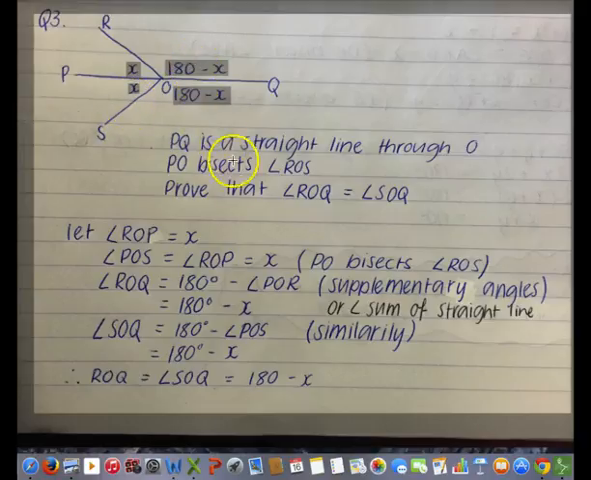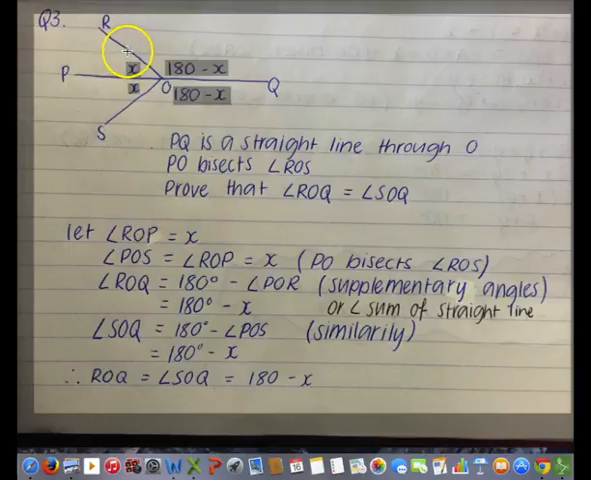So the question says that PQ, okay, reading this, PQ is a straight line through O. So PQ is a straight line through O. We're told that PO bisects angle ROS. And we're asked to prove that angle ROQ is equal to angle SOQ. Now, the original diagram does not have any of these x's and 180 minus x's, so please pretend that they are not there. You can actually just go to your textbook and see what is there, okay?